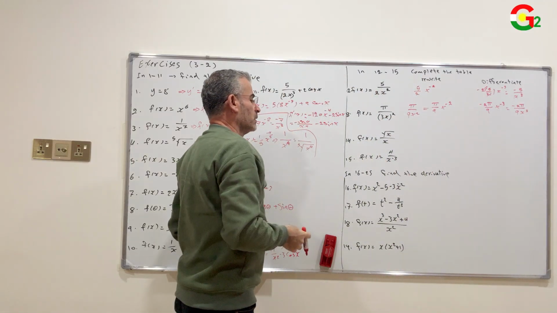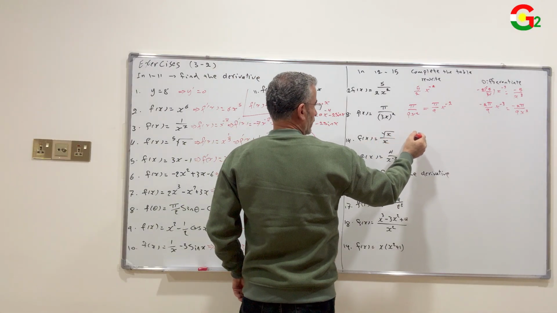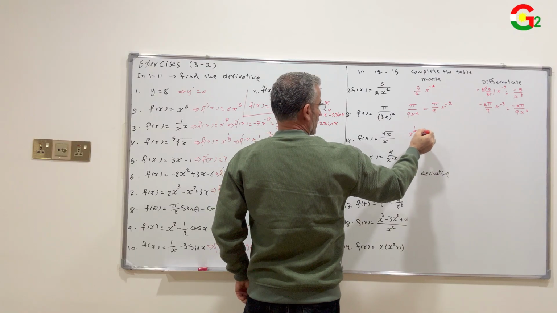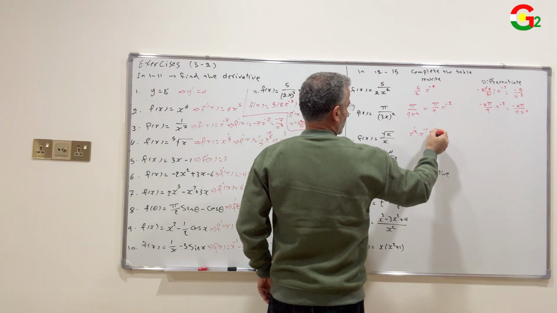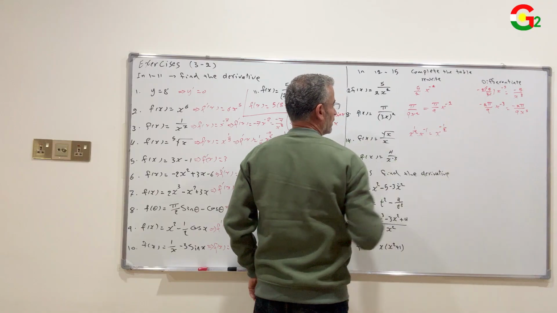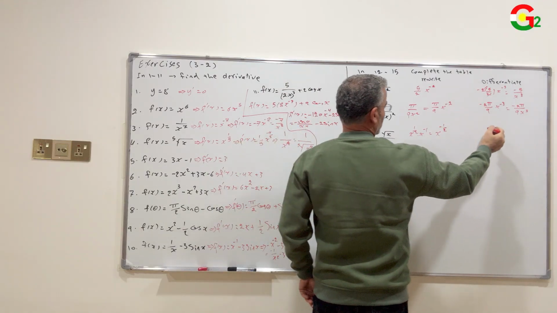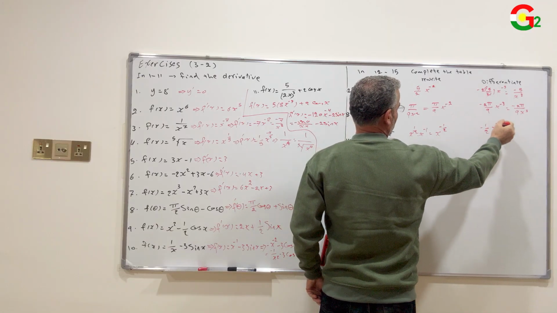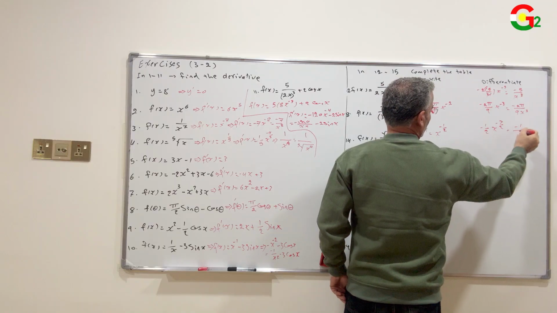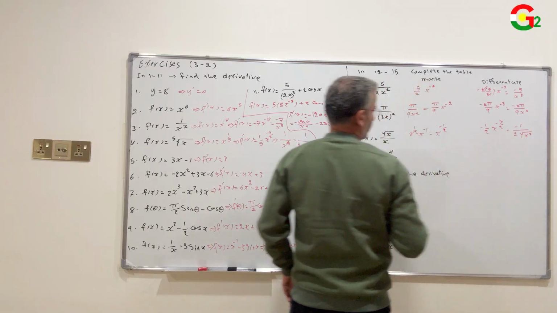f of x equals square root x over x. Rewrite it as x to the 1 half times x to the negative 1, equal to x to the 1 half minus 1, x to the negative 1 half. Find the derivative: negative 1 half x to the negative 3 over 2, equal to negative 1 over 2 square root of x^3.